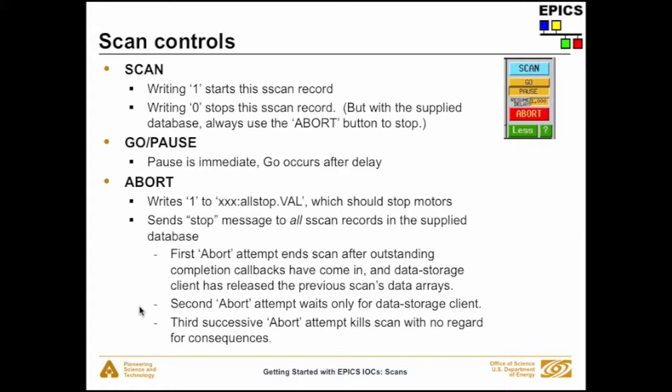So the way abort works is the first abort tries to be really polite. It waits for the motor to finish moving, and it waits for save data to release the previous scan's data arrays. And the second abort ignores the motor. It just says, all right, whatever, you're going to have to deal with that on your own. But it still waits for the data because you don't want to throw away data if you can help it. The third abort kills the scan with no regard for consequences. And you'll normally lose data if you have to do that.